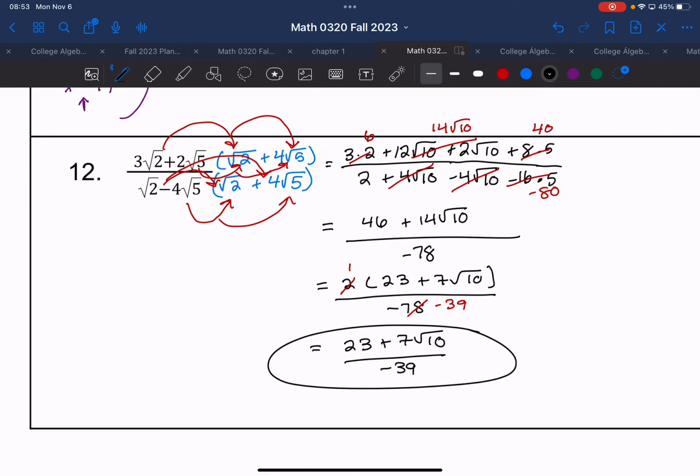To me, this is a lot simpler than trying to remember that conjugate formula. As long as you remember that for the conjugate, you change the sign, that's all you need to remember. So if it's positive, you change it to a negative. If it's negative, you change it to a positive.